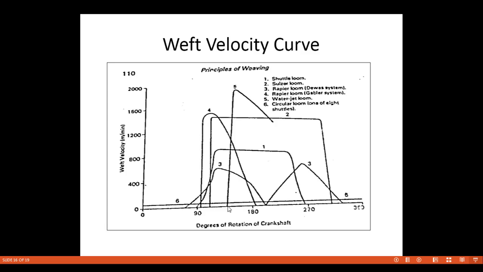But here the picking is inserted at 140 degree, to 150, 160 degree. Within 20 degree the weft goes to the receiving side. Within a short span of time the weft goes to the next side. As the weft goes to the next side, the velocity reduces because the water jetting force reduces. So here picking starts for a few degrees, and then the bombarding of water particles is zero. That's why here the weft velocity reduces. So this is the weft velocity curve of the water jet.